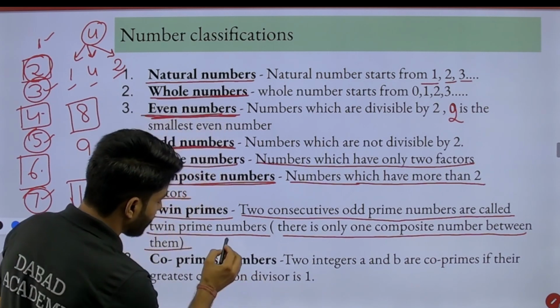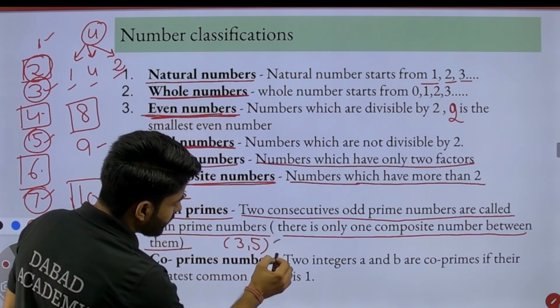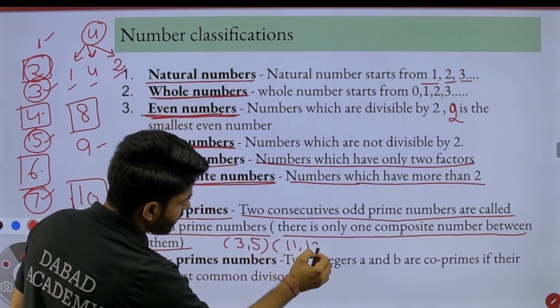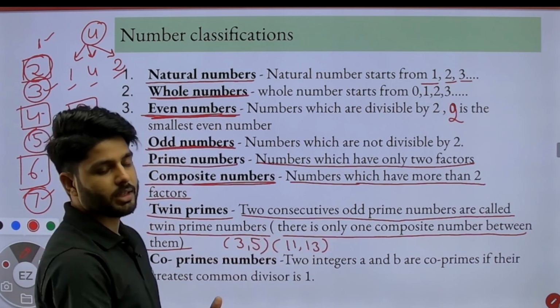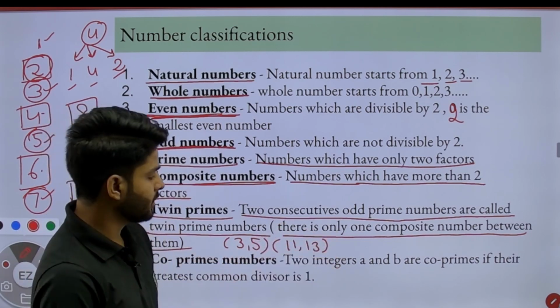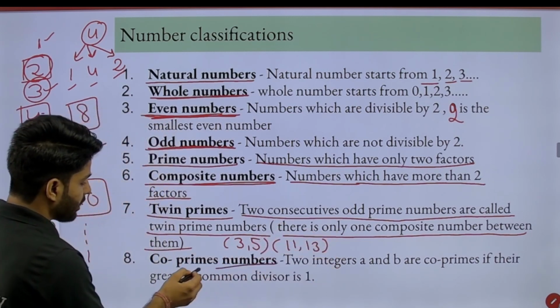तो फर्स्ट we have the pair 3 and 5, then we have another pair 11 and 13, and there are many pairs in the entire counting numbers. So next is co-prime numbers.